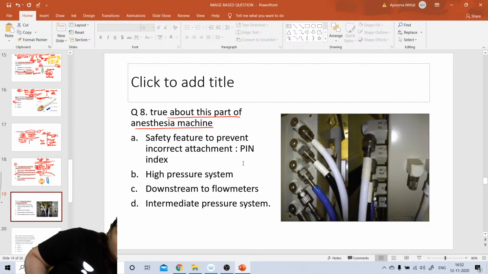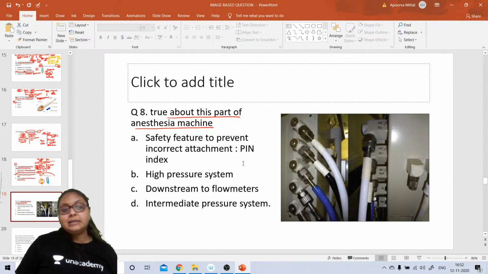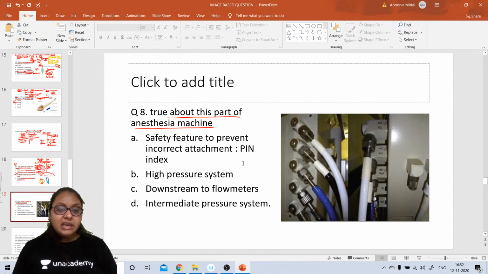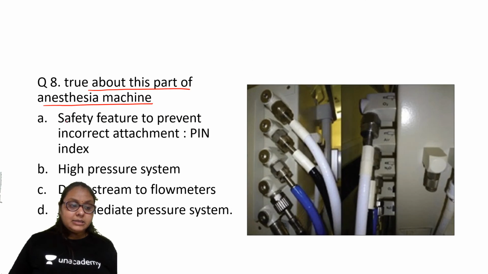This is the pipelines. These are the central pipelines. So is it a safety feature to prevent the incorrect attachment of central pipeline to anesthesia machine, that is A, pin index, or is it a part of the high pressure system? Is it downstream to the flow meters, or is it a part of intermediate pressure system? What should be the answer for this?